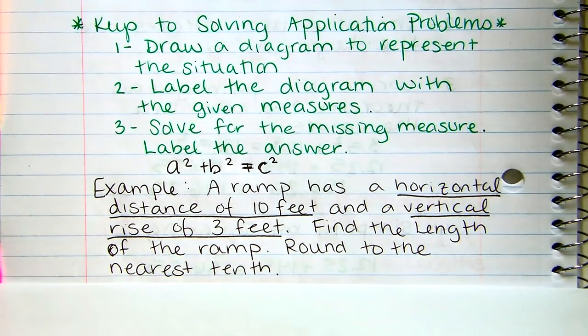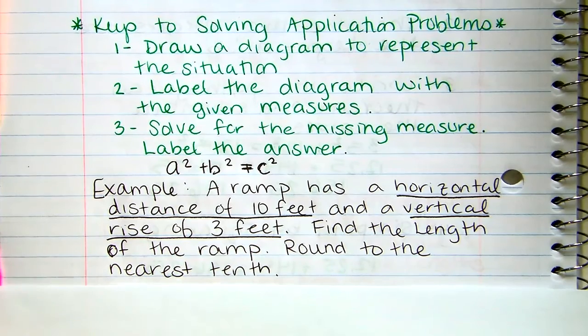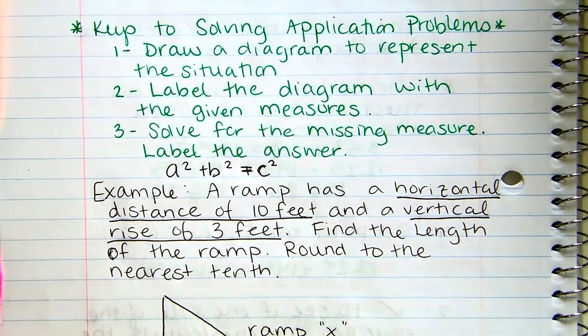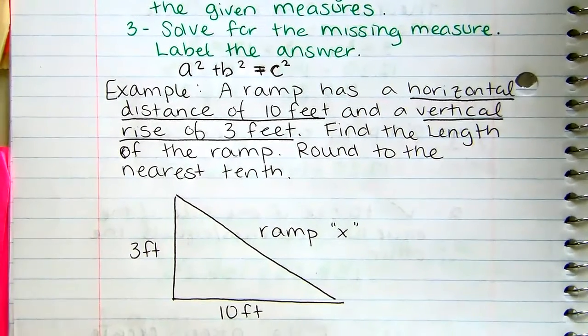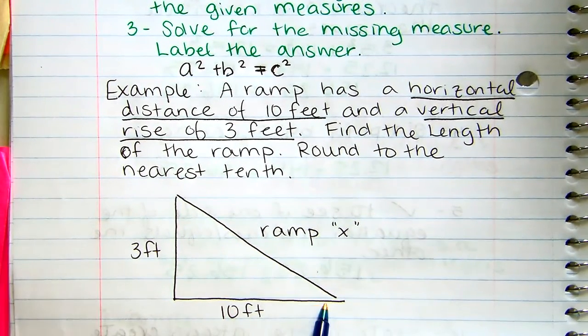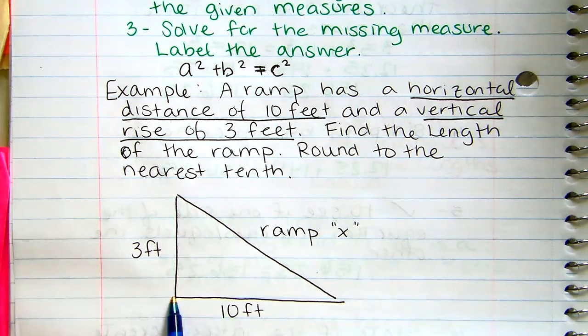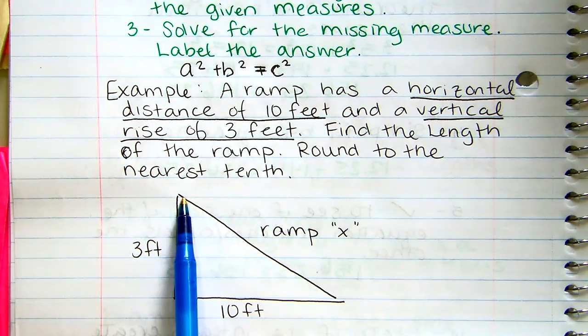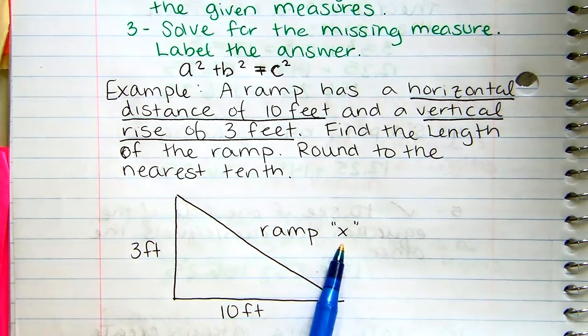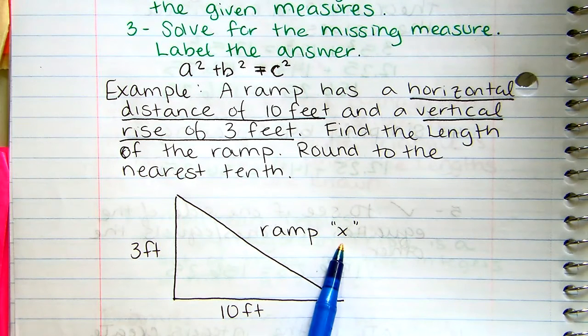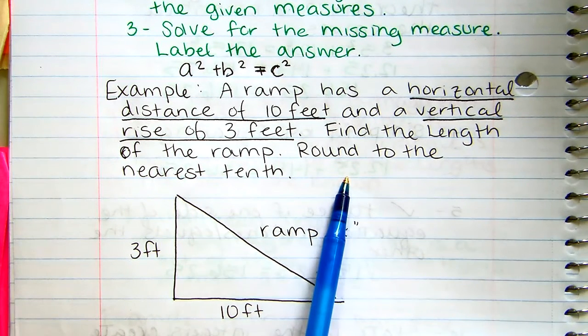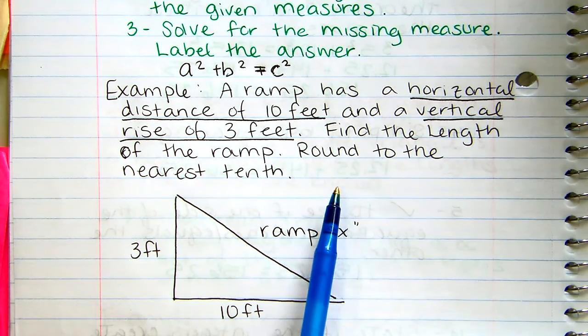So for this, when we talk about a horizontal distance, that's going to leave us with the 10 feet, which is our horizontal distance, on the bottom, a vertical rise of 3 feet. So here we're going to go up 3 feet and then find the length of the ramp. The ramp once again is our diagonal and we don't know it, so our ramp is our x. Now ultimately we're going to be rounding to the nearest tenth, so we're really going to want to pay attention to our digits as we go through this problem.